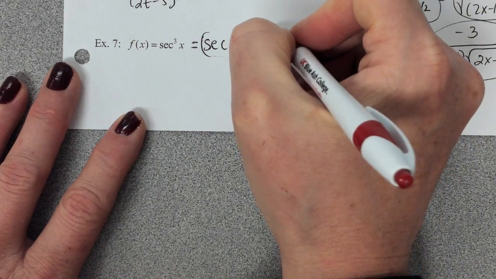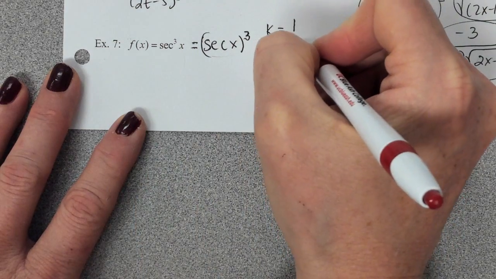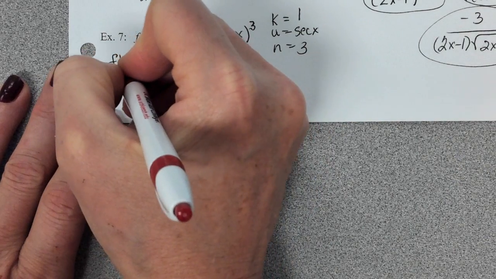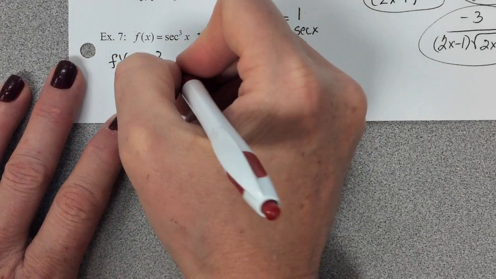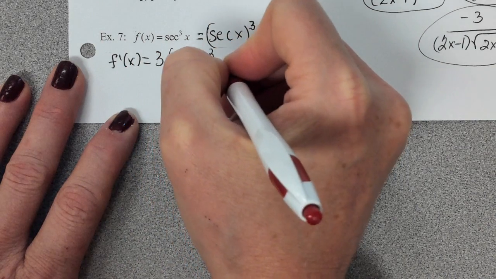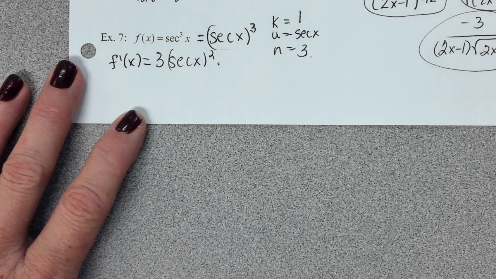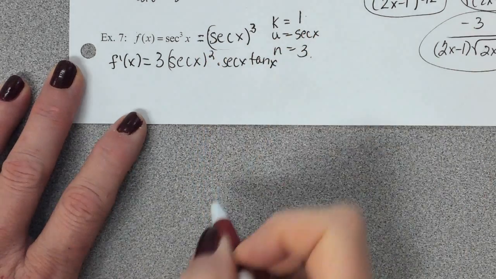So I'm going to go back again and use the k-u-n. K is 1. There's nothing there. U is secant x. N is 3. So to find our derivative then, we do k times n, 3, u to the n minus 1, which is secant squared, times u prime. You might remember the derivative of secant? Yeah. Good, Michael. Secant tangent. So we're going to have secant tangent.